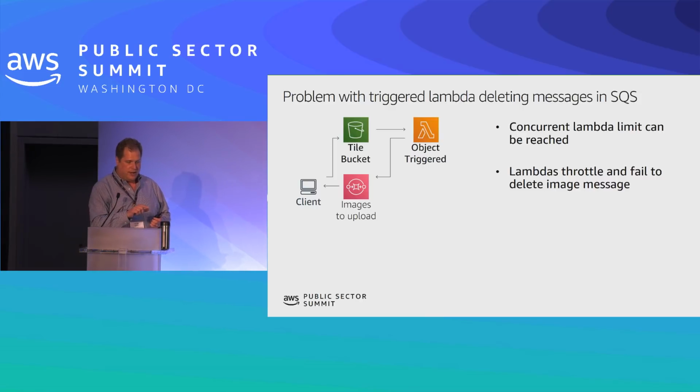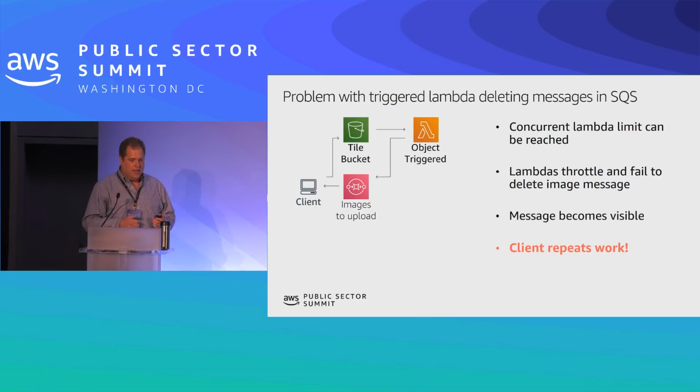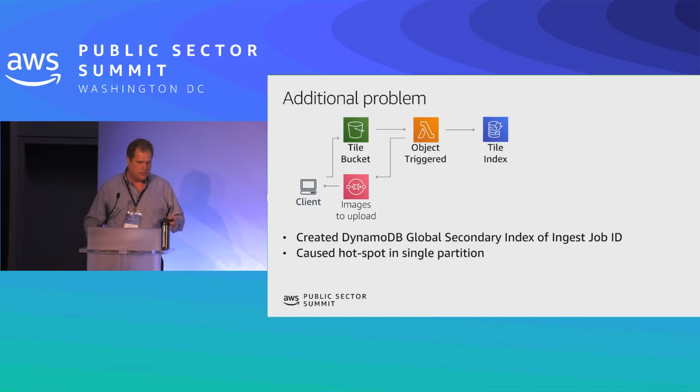The way we have this working now, the client grabs a message out of the message queue, uploads it to the bucket, the object is triggered, and it then deletes the message out of the queue. Well, when we hit our concurrent Lambda limit, I think it defaults to 2,000, you start throttling, and Lambdas are not firing, so they're not deleting the messages that are in that image queue. Those messages then become visible after they time out, and the client grabs them again, and it repeats work. So we found this wasn't an ideal solution. We could have just increased the Lambda limit, and that's what we did for the short term, but we ended up redesigning it a little, and I'll show you in just a second how we switched it around.